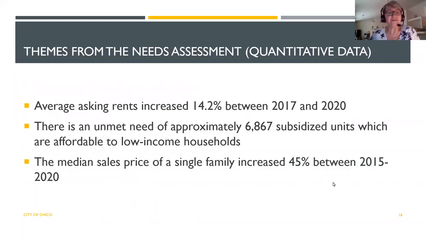Now I wanted to cover briefly some themes from the needs assessment. And this first slide covers quantitative data findings. The average asking rents in Chico increased 14.2% between 2017 and 2020. There's an unmet need of approximately 6,867 subsidized units, which are affordable to low-income households. And in terms of single-family homes, the median sales price of a single-family home increased 45% between 2015 and 2020.